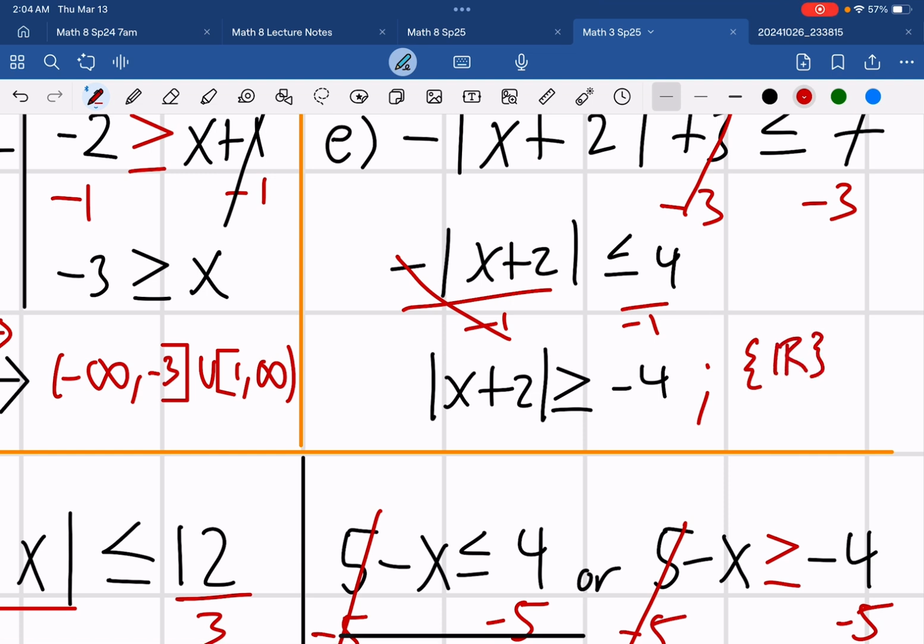all real numbers. Or you can say negative infinity to infinity, because I plug in -2, that gives me 0. The absolute value of 0 is 0. Now, I'm never going to be able to equal, but I don't need to satisfy the equal to. I just need to satisfy one of them. It's greater than or equal to. And 0 is bigger than -4. And every other solution is going to be positive, and all positive numbers are bigger than -4.